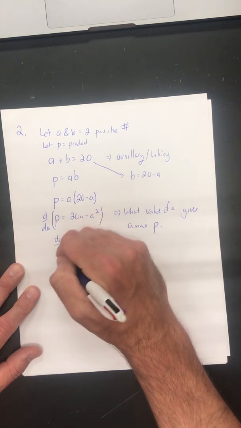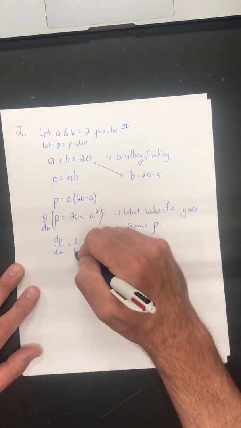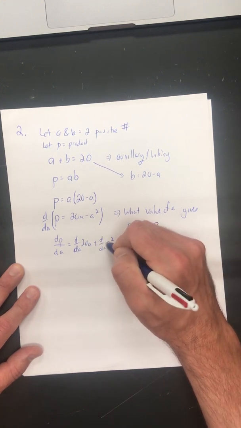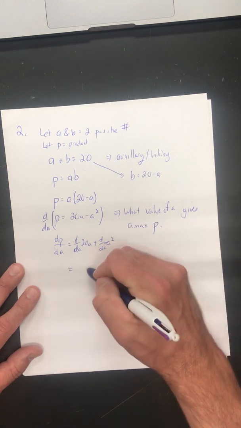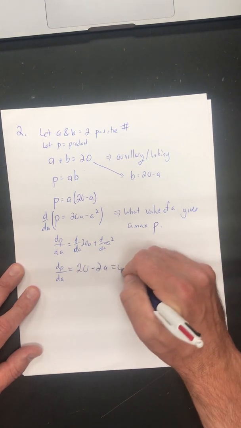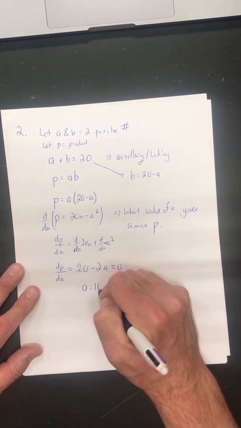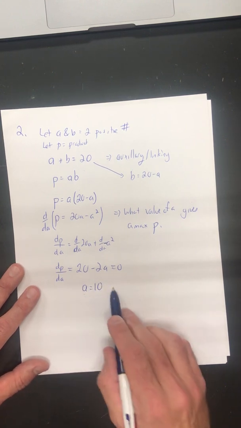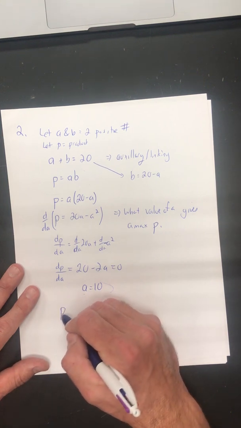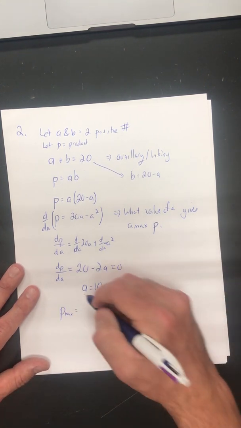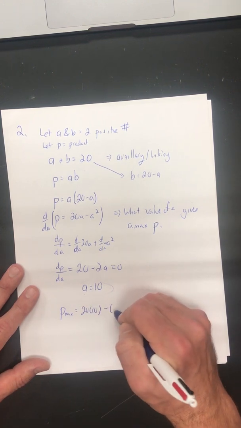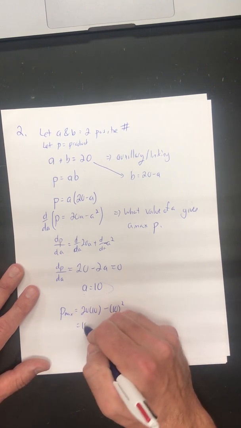So here we go, dP/dA is equal to d/dA of 20A plus d/dA of negative A squared. And so that gives us dP/dA equals 20 minus 2A. And then I'm going to set that equal to 0, and I get that A is equal to 10. So the value A equals 10 gives me the max product. And so now to find P max, I would plug in the A that gives that max. So that's 20 times 10 minus 10 squared, which of course is 100.